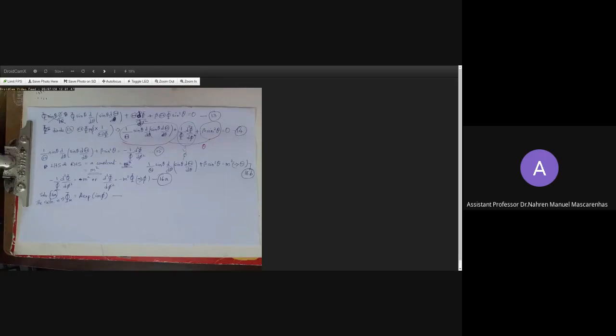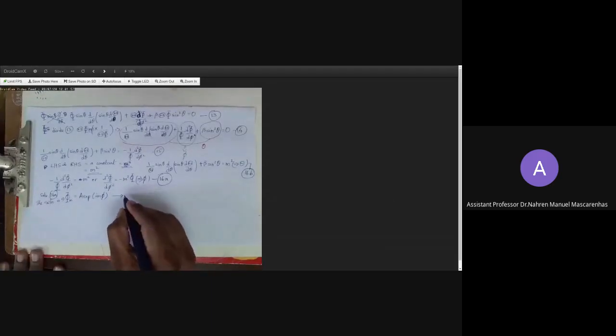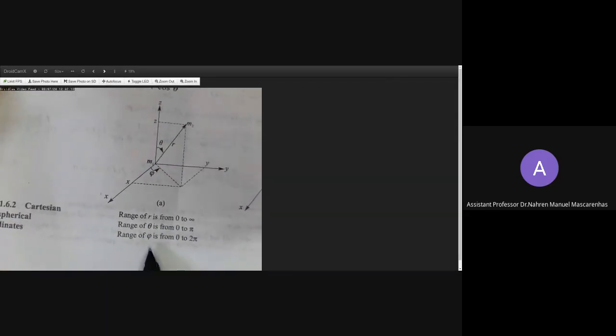Okay, so it's a periodic function. We know that psi is a periodic function. When you wrote the zenith angle, you would have seen that capital psi is a periodic function. See the book and you will know. Capital psi varies from 0 to 2 pi, whereas theta varies from 0 to pi, and r varies from 0 to infinity.